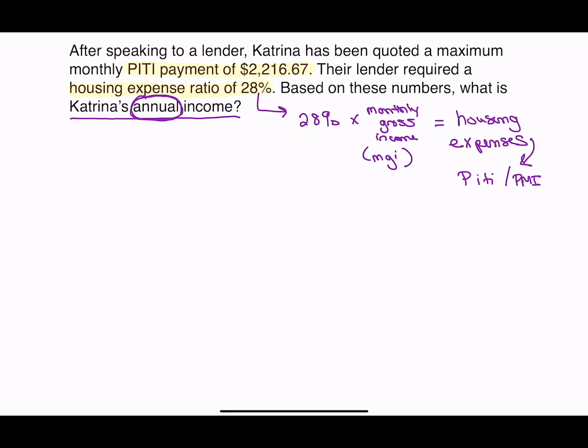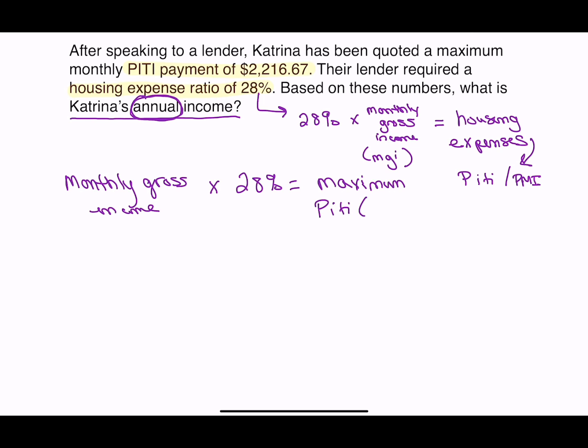So if we know what this problem is saying, Katrina was told the max she could spend would be $2,216.67. So let's put this into a formula. If you take your monthly gross income and you multiply it by that 28%, you will get the maximum PITI, or housing expenses. See, housing expenses over here, HE. The maximum PITI, or housing expenses payment.